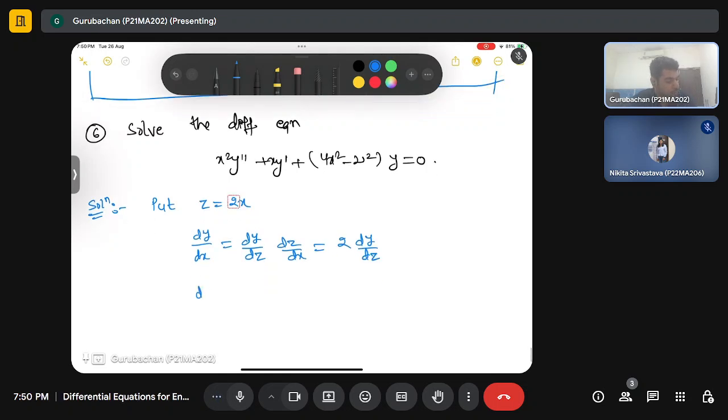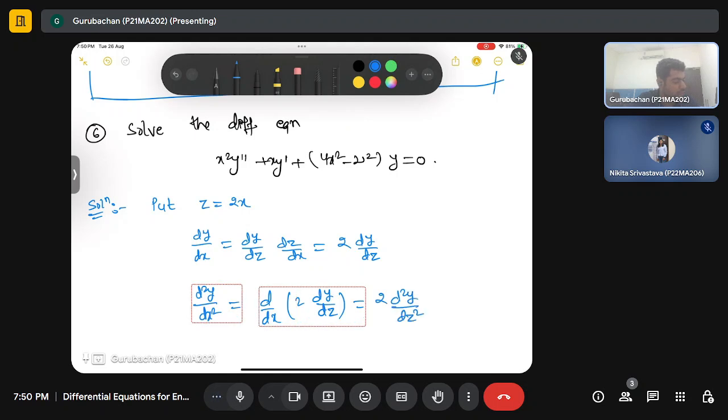In the similar way, d2y by dx square you will get as 4 times, if you will differentiate d by dx of 2 times of dy by dz. So you will get 2 times of d2y by dz square and dz by dx. So this will give you 4 times of d2y by dz square, and that's all you will get.